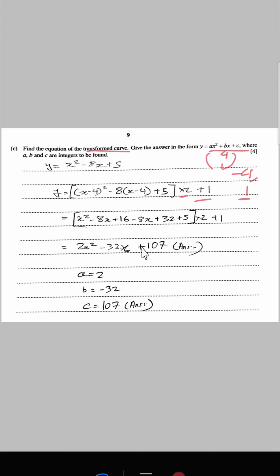Then we expand this equation or simplify this to find our given expression, where the value of a is 2, b is negative 32, and c is 107.